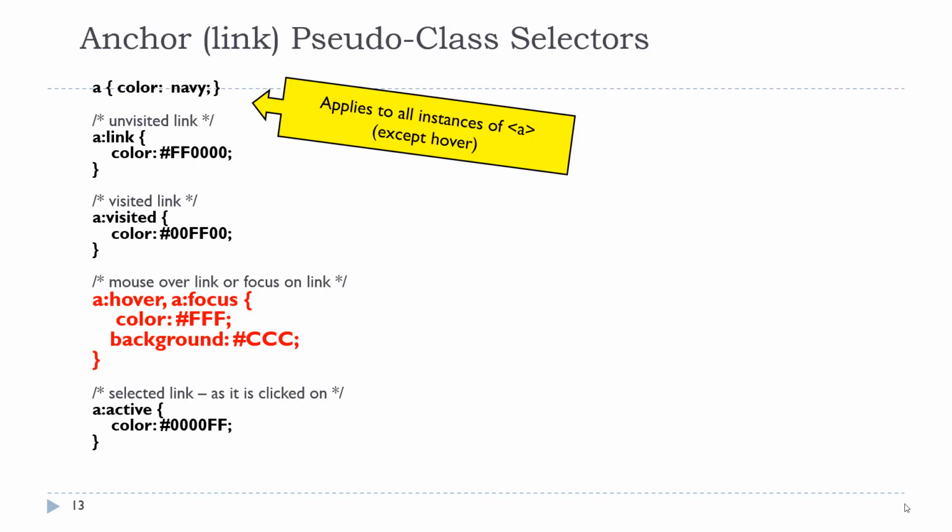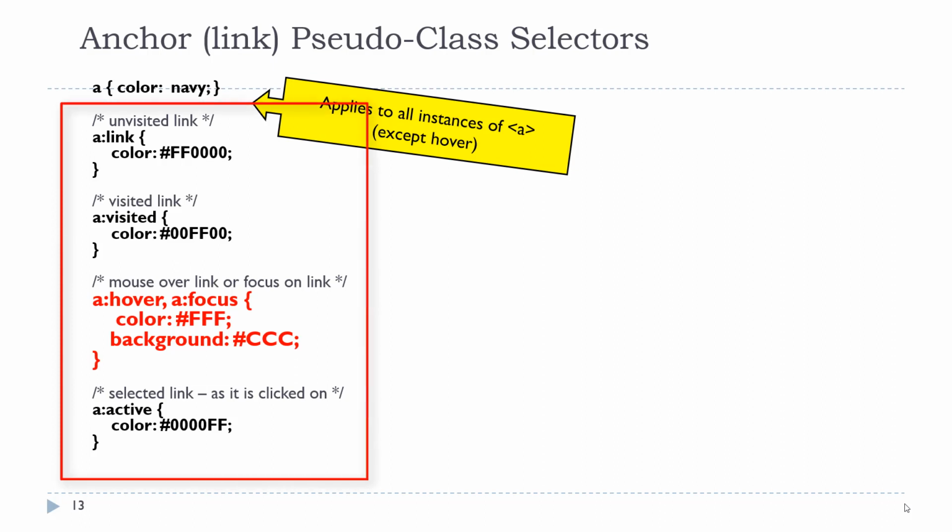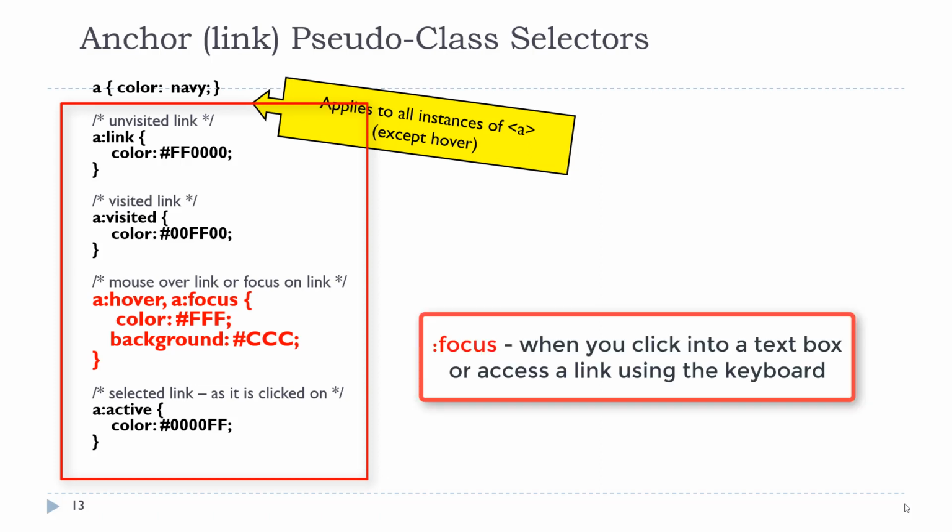You should be familiar with the anchor pseudo-class selectors. If we were to apply a style to the A element, as you see here, it would apply to all instances of the A except the hover. We can break that down because a hyperlink exists in several different states: visited, unvisited, hover, and selected. So by using a:link, a:visited, a:hover, a:focus, a:active, we can style those different states of the A element.